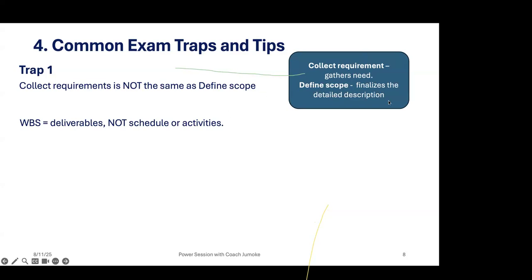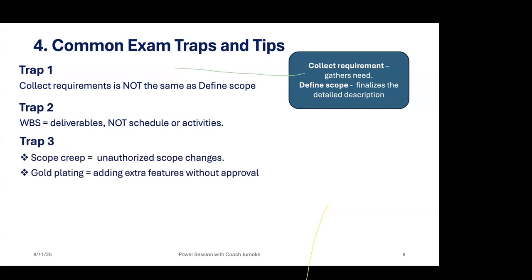And then define scope is finalizing the detailed description. So when I now sit down and say, okay, all the 7 stakeholders, this is what they have said. So it means this fried rice must be in a pack, must have a lot of carrots, must have a lot of liver, must not be too hard, must have shito. It is based on the requirements collected that I will now be able to define my scope. Trap 2, WBS equals deliverables, not schedule or activities. I think I've explained this already.